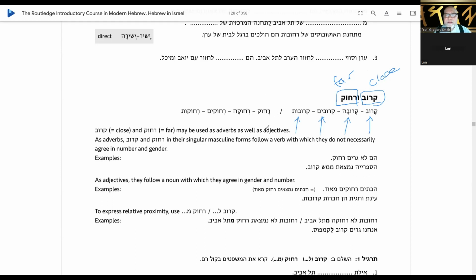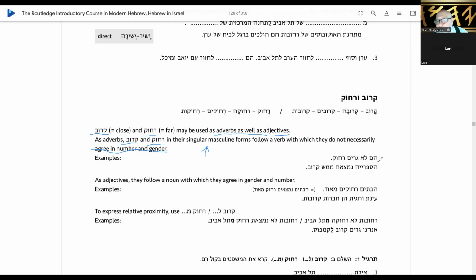So we've got the masculine singular for rahok, and then we've got rahoka. That would be if it's talking about a female gender being far. Rahokim would be mixed plural, and then rahokot would be all feminine. Whatever you're talking about, if it's feminine gender, it's far. So, karov is close, rahok is far, and they may be used as adverbs as well as adjectives. As adverbs, karov and rahok in their singular masculine form follow a verb with which they do not necessarily agree in gender and number. Well, that's interesting to think about. So basically, if it's an adverb, it stays in the masculine singular default setting.